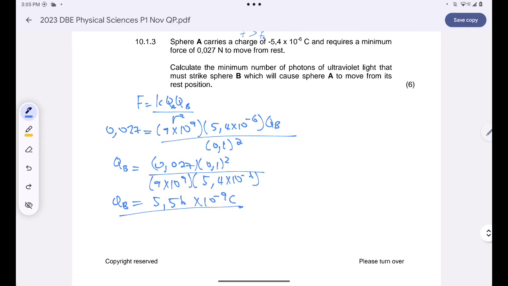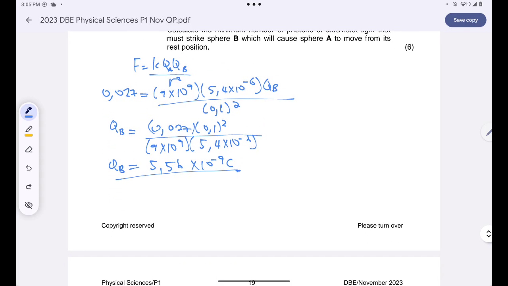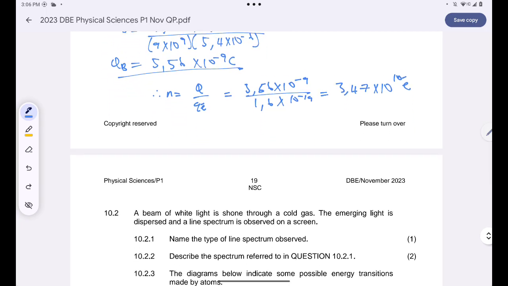Are we together? So now I do know the charge. I can simply calculate the number of photoelectrons transferred. The number of photoelectrons is equal to the charge all over the charge of one electron. So this is simply 5.56 times 10 to the power negative 9 all over 1.6 times 10 to the power negative 19, and this will give me 3.47 times 10 to the power 10 electrons.